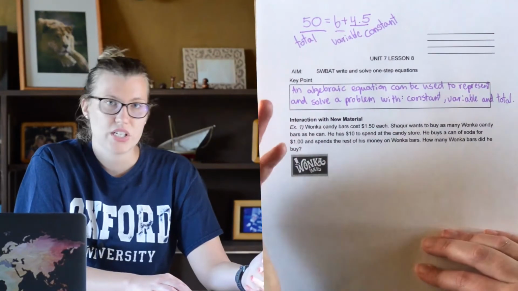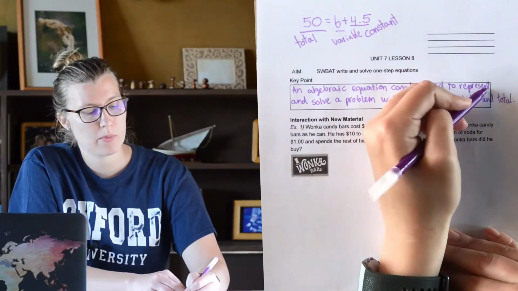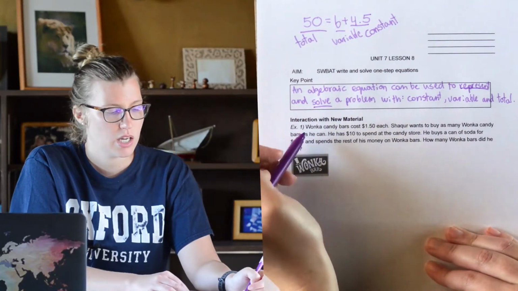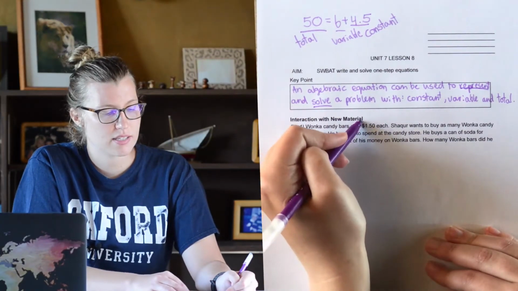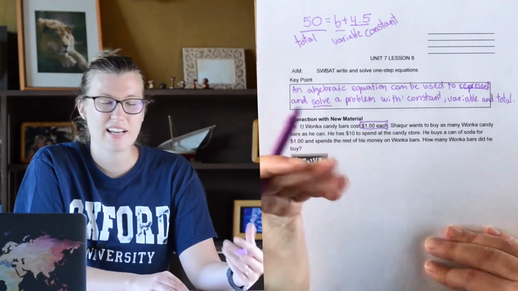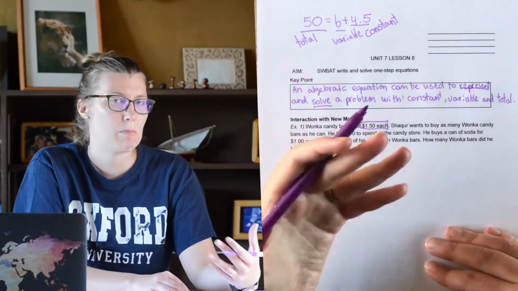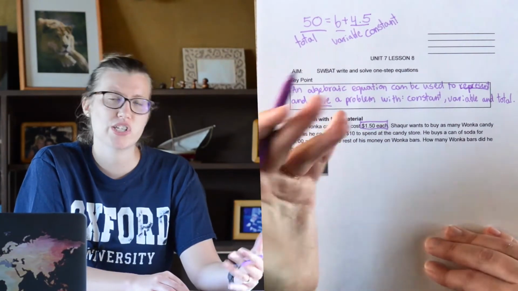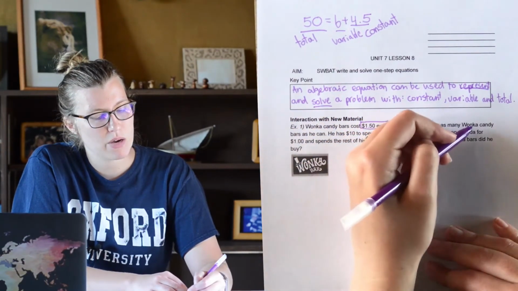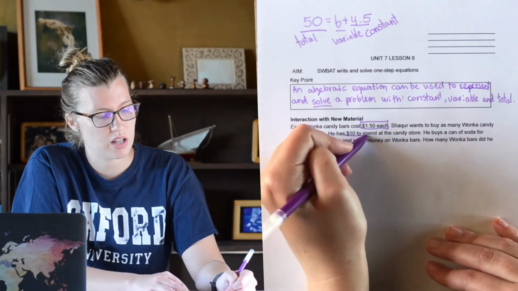Let's look at our first and only example problem. So I want you to remember we're representing it, so we're writing out an equation and then we're solving it. Wonka candy bars cost $1.50 each. Is that a total? Doesn't sound like it. Is it a constant? Maybe. Not quite sure. Let's figure out. Let's keep reading. Shakur wants to buy as many Wonka candy bars as he can. He has $10 to spend.